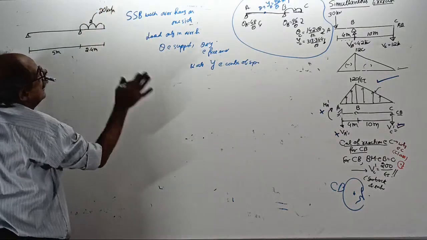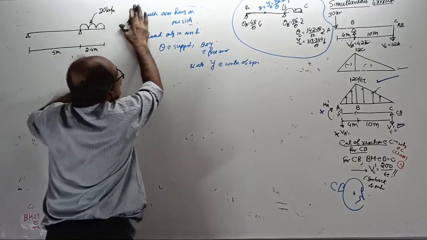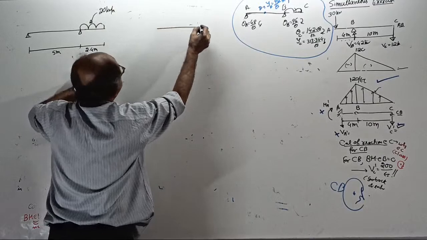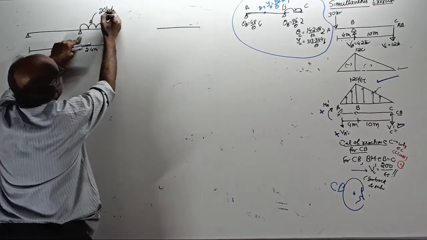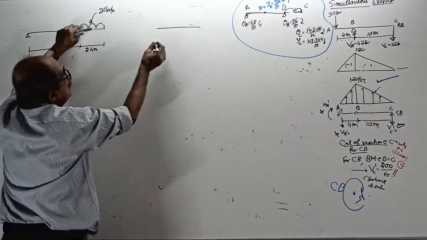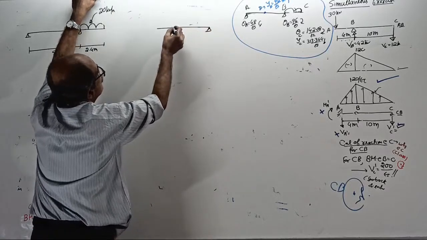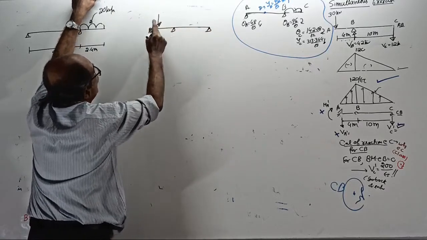See, UDL is there. Now, do one thing. Simultaneously solve the second question. See, here UDL is there. They can give a point load here. You can solve, I will give homework later. The second question is like this. There is a point load here. They can give UDL.